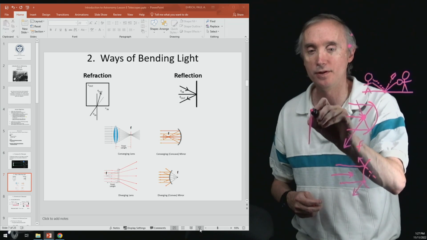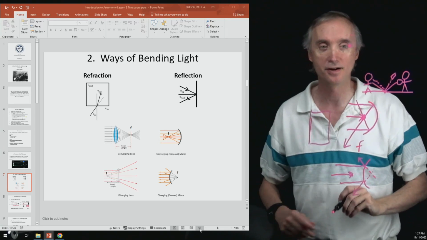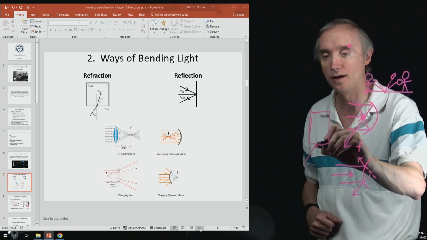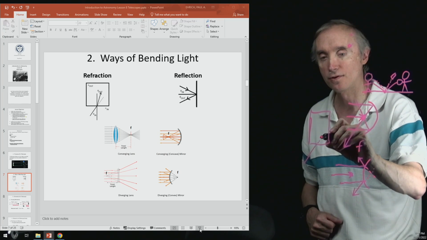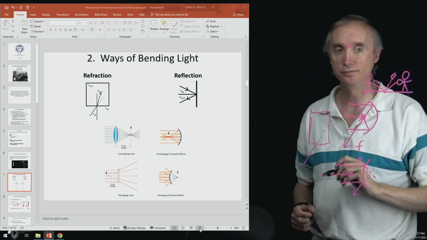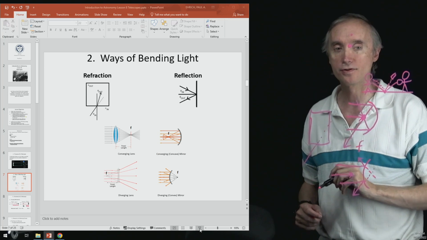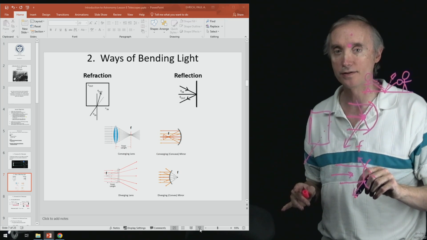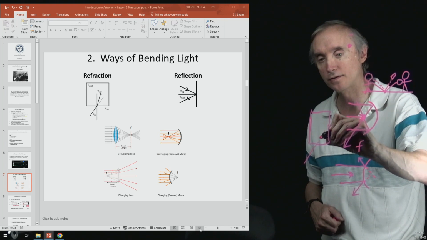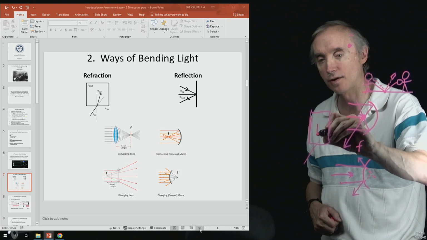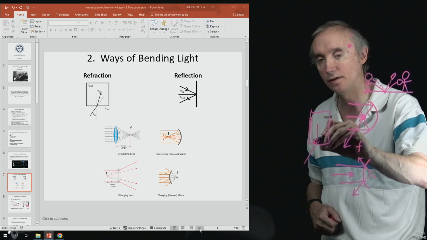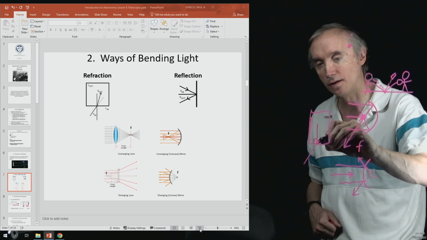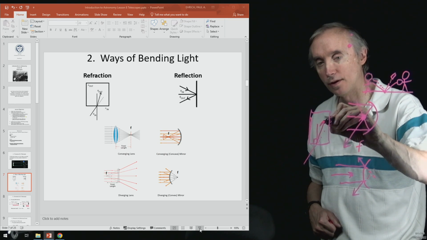So let's put my piece of glass over here. There we go. And here, this is the direction of the light. And then this is the direction that it would go in if there was no piece of glass. But because of the piece of glass, it's going to be deflected. So this line right here is perpendicular to the piece of glass. And then you can see that the light is going to go in this direction.